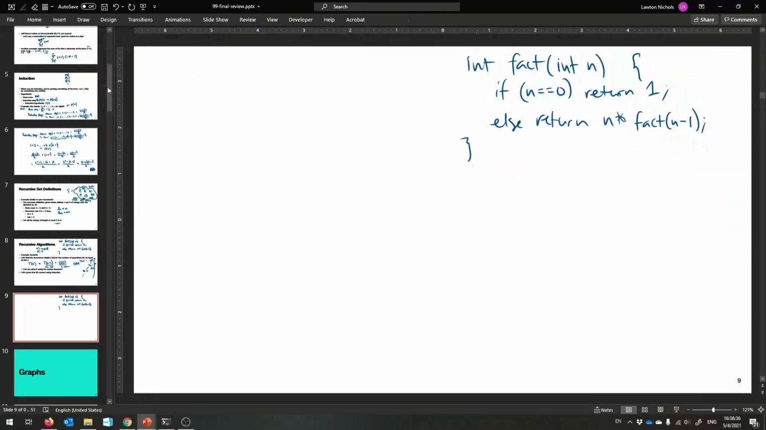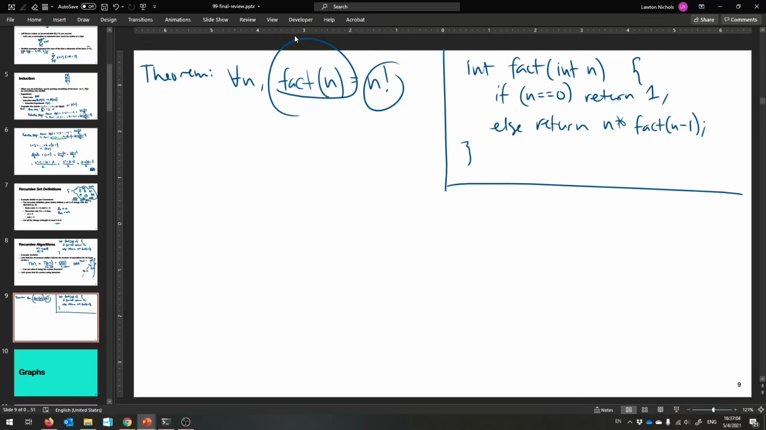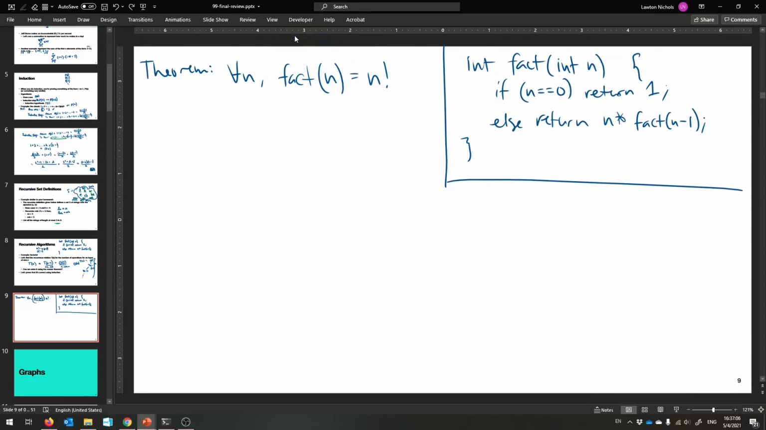So here's the function. Let's make sure that it makes sense to ask this. The theorem is, what's our theorem statement? It is: for all n, fact of n equals n factorial. That's what we want. Our factorial function is the same as the real life mathematical factorial operation. Okay? That's what we're trying to prove here.